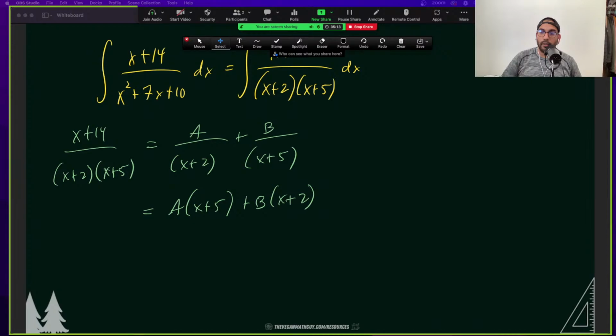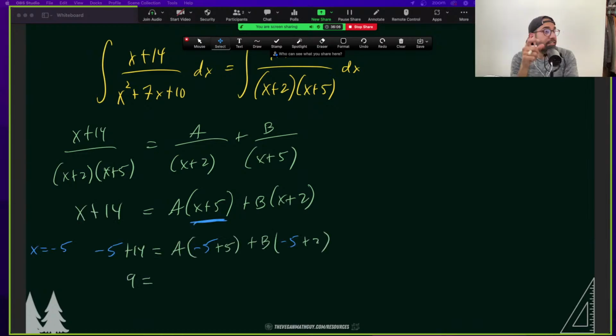So we'll do -5 plus 14 equals a times -5 plus 5, plus b times -5 plus 2. I'm just going to show all the work for this one. And look what happens. That -5 plus 14 is just going to be 9, equals that first parentheses, -5 plus 5, which is just 0. So that entire value goes away. And that's going to help us isolate the b variable. So we have b times -5 plus 2, which is -3. And if we divide the -3 to the other side, we get -3 is equal to b. Perfect.